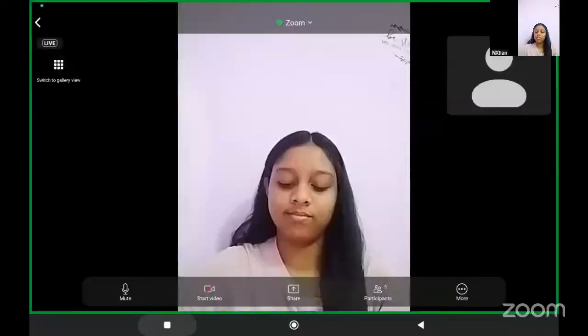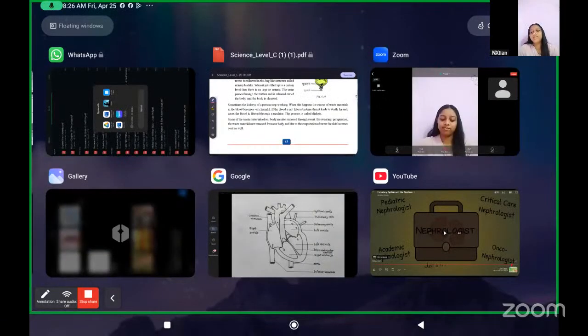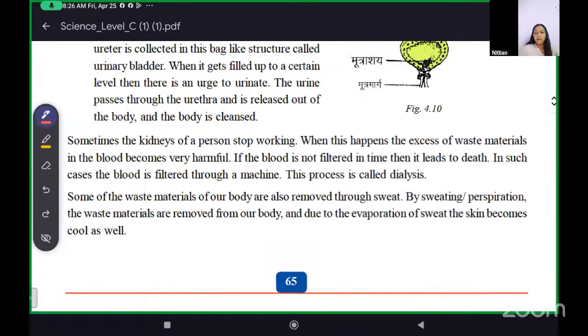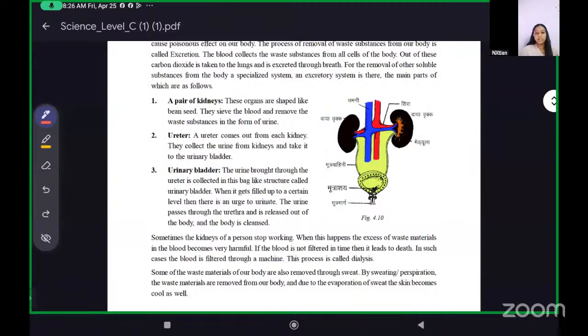So I hope it was clear about the functioning of the parts of the excretory system. You don't have to do it in this much detail, okay? It was just to give you an idea and information about how this working takes place, okay? The major things that you have to remember are the kidneys, ureters, urinary bladder, and urethra, okay? And their major functions, okay? That is the main parts of the excretory system.